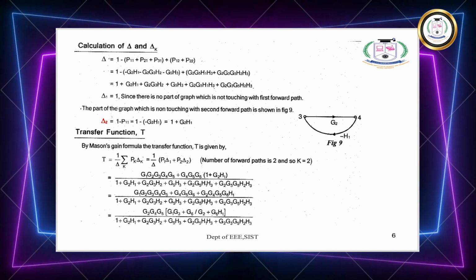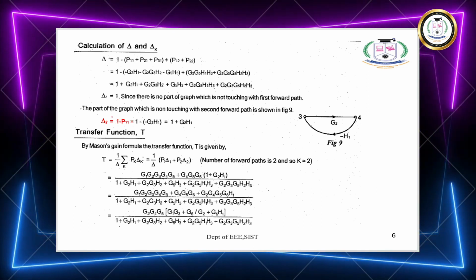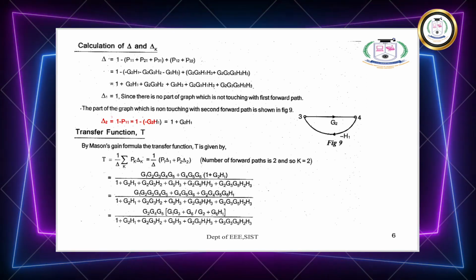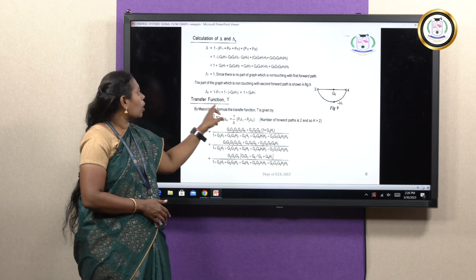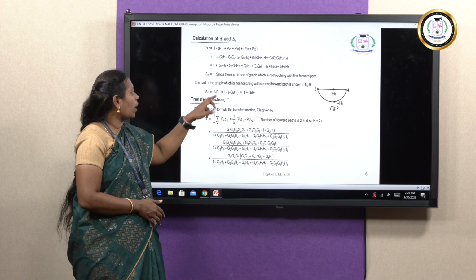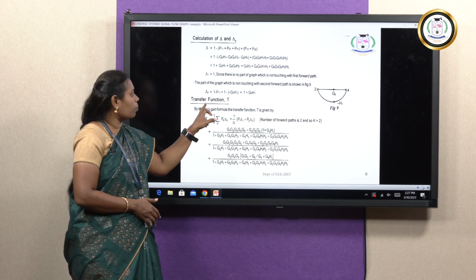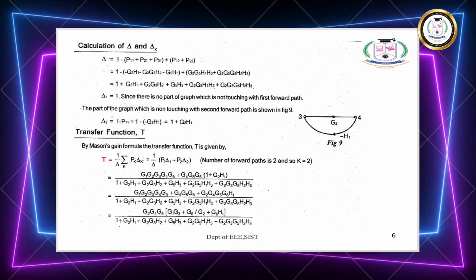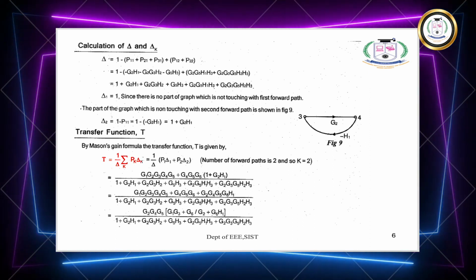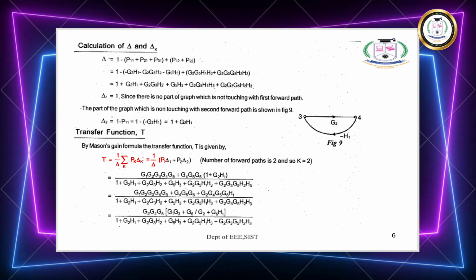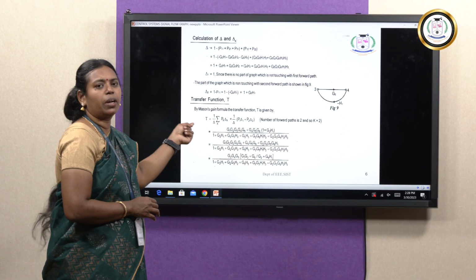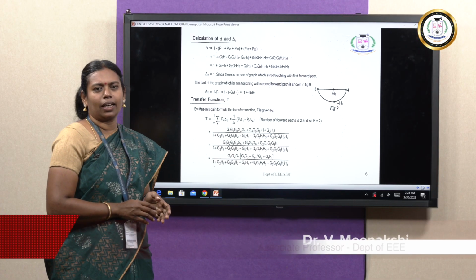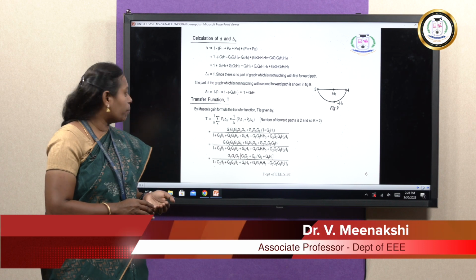So, the del 2 formula is 1 minus P11, that is 1 minus of G2H1, which will be equal to 1 plus G2H1. This is the formula for del 2. Then finally, we are going for Mason's gain formula: T equal to 1 by del summation of k, Pk del k, that is equal to 1 by del, P1 into del 1 plus P2 into del 2. Here P1 indicates your first forward path gain, and P2 indicates your second forward path gain.